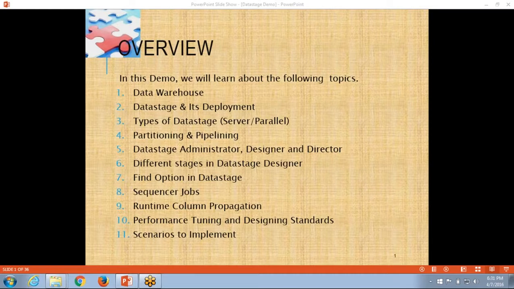So let's understand what are the topics that you are going to cover in this Datastage demo class. First of all, we'll be covering data warehouse. To start with, we'll start with data warehouse. It will not be complete or in-depth information about data warehouse because that's again a complete topic which will take lots of time.